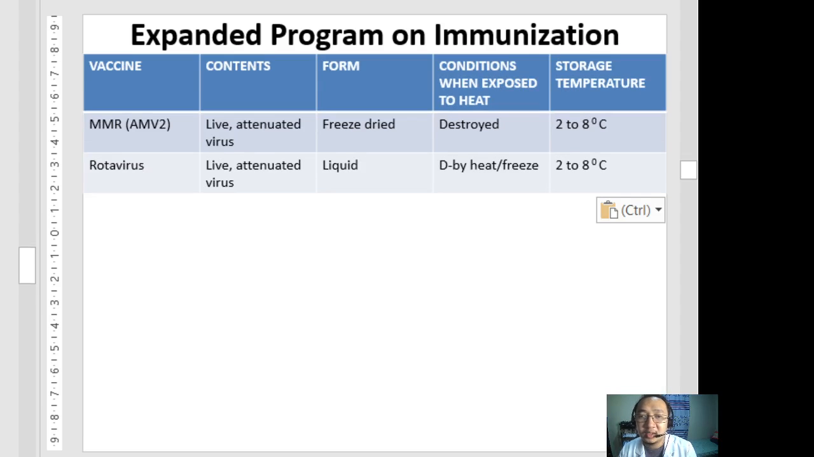Then additional in the table we have the MMR, or measles, mumps, rubella, or your AMV2 based from other references. This is a live attenuated virus, also in powder form. It's destroyed by heat and also by freezing, 2 to 8 degrees Celsius. Same with rotavirus, only that it is liquid in form.